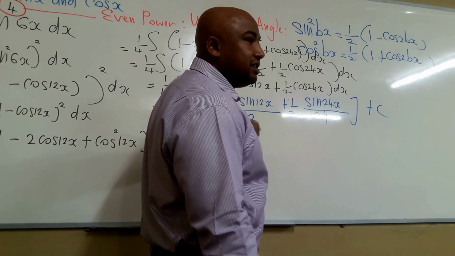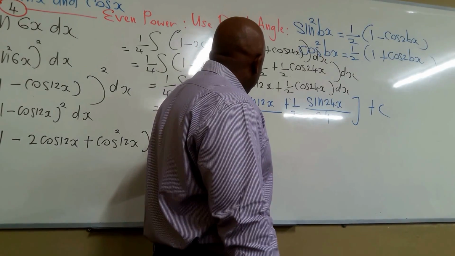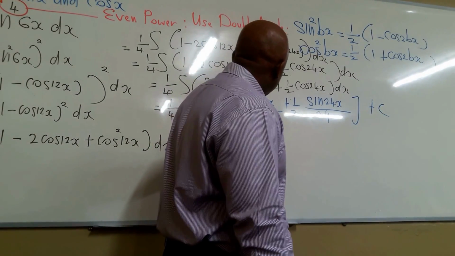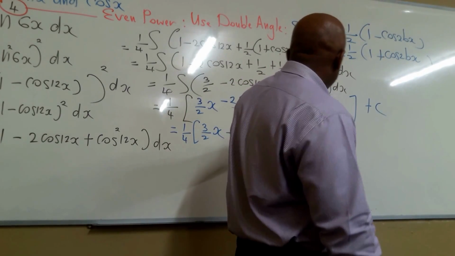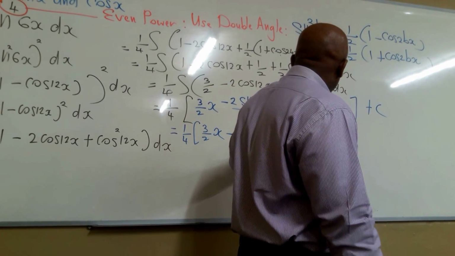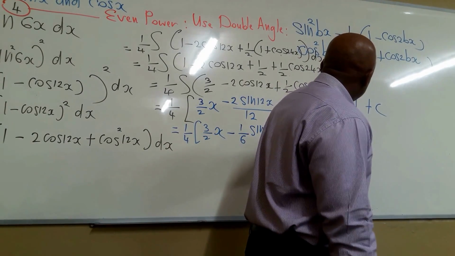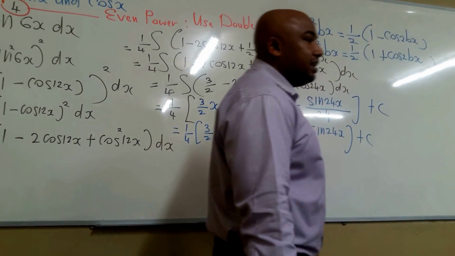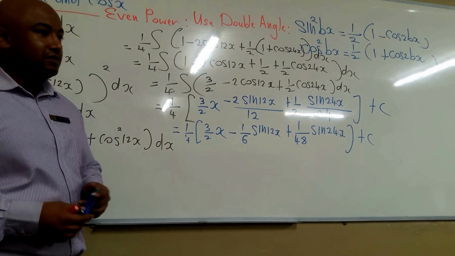You can just use your calculator and multiply. So I can simplify this 2 over 12. 2 over 12, that will be minus 1 over 6. Here, it's 2 times 24, that will be 48. You can leave your answer like this. It's unnecessary to multiply out the 1 over 4.